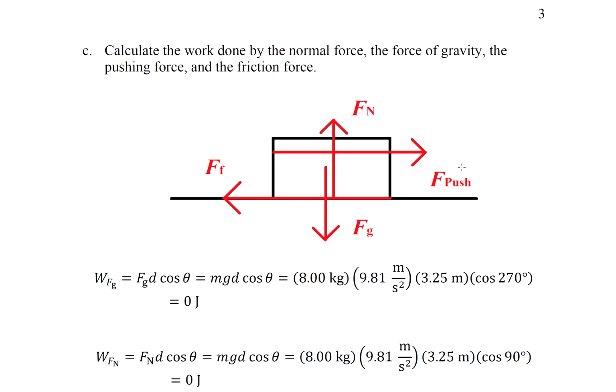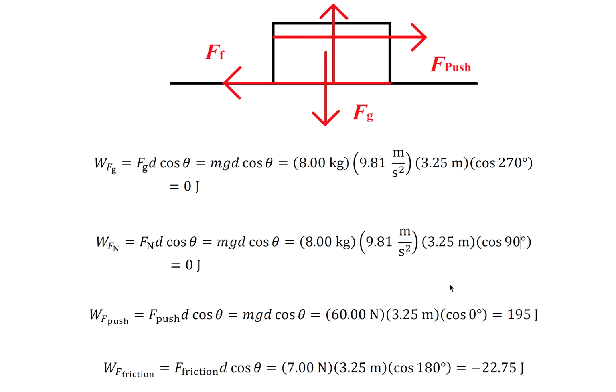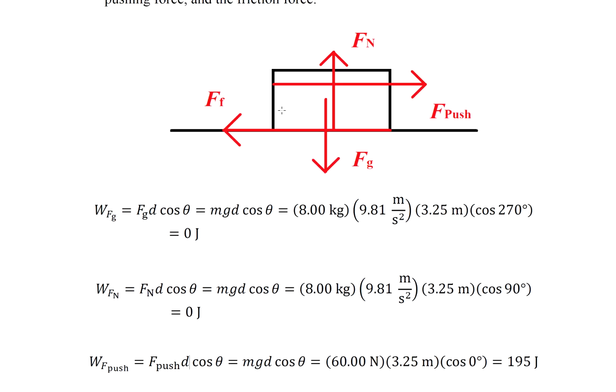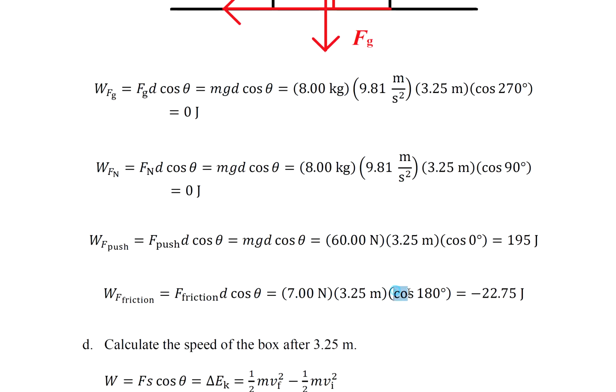The force of push and the displacement are in the same direction. So that's 0 degrees. So force of push is to the right, displacement is to the right. The force of friction is to the left, the displacement is to the right. So that's 180 degrees. So the work done by friction is force of friction, 7 newtons, times d, the displacement, times the cosine of 180.